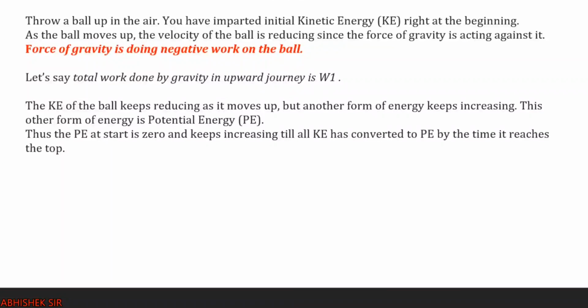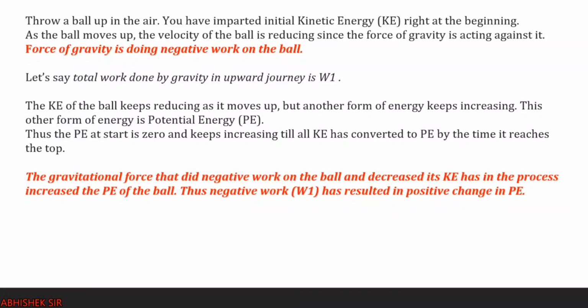Thus, the potential energy at the start is zero, but it keeps on increasing till all kinetic energy is converted to potential energy by the time it reaches the top. So, the gravitational force, this point is very important. Try to understand this. The gravitational force that did negative work on the ball and decreased its kinetic energy has in the process increased the potential energy, right? Thus, negative work has resulted in a positive change in potential energy.